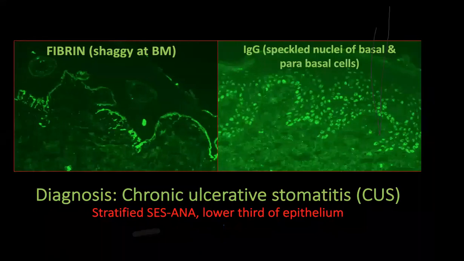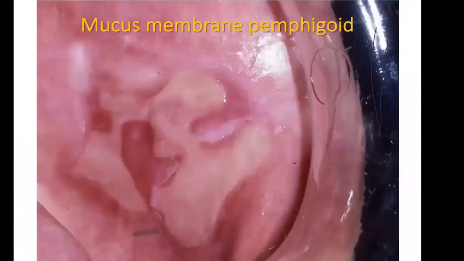So here's another condition that presents clinically and histopathologically as a lichenoid mucositis, but direct immunofluorescence, especially IgG, clearly shows there's a difference in the staining pattern, and therefore you establish the diagnosis as chronic ulcerative stomatitis.